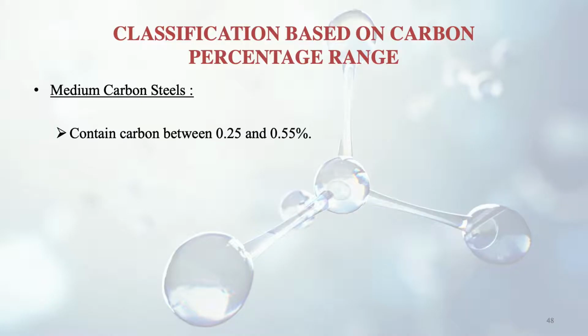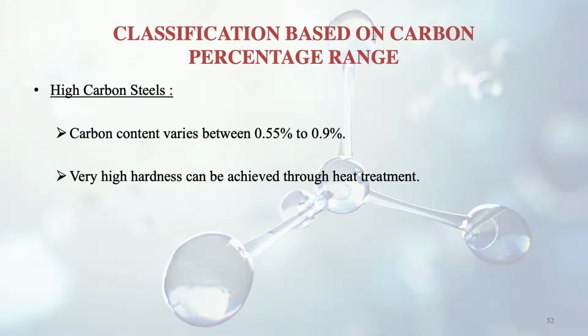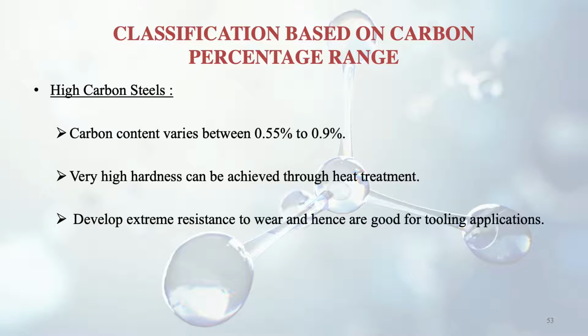Further moving on, there is the medium carbon steel, which contains carbon between 0.25 and 0.55%, and it responds to suitable types of heat treatments. Further is the high carbon steel, which contains carbon between 0.55 to 0.9%, and here we get very high hardness, which is achieved through heat treatment. This develops extreme resistance to wear and hence is good for tooling applications.